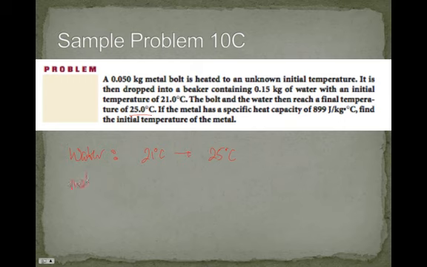The metal, in this case, started at some unknown temperature and dropped down to 25 degrees Celsius. So we don't know how much the temperature changed, but we do know that the heat that caused this water to go up is equal to the heat that the bolt had to lose. If these are the only two things interacting, and the water gained heat, that had to be the heat that the metal lost. Now, the metal has a specific heat capacity of 899 joules per kilogram degrees Celsius, and water has a specific heat capacity of 4,186 joules per kilogram degrees Celsius. Yes, that's a number you're going to know very easily. We can then figure this out.